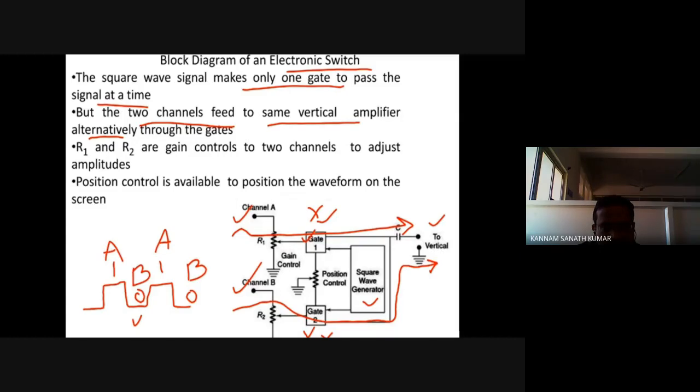But here you need to identify the operation. When A is 1, channel A is selected, gate 1 is activated and connected to the vertical amplifier, and gate 2 is not selected. When B is 0, channel A is not selected, channel B is selected, and gate 2 is connected to the vertical amplifier.